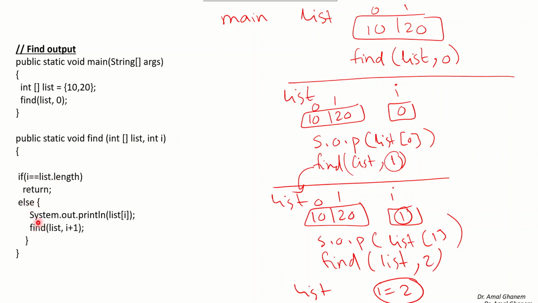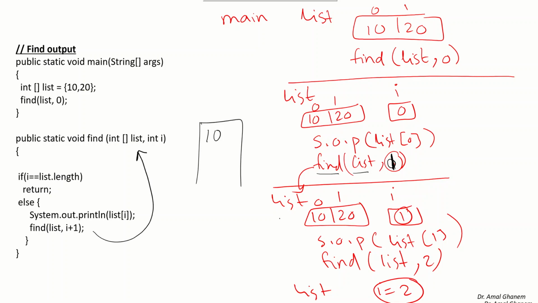In the else part, I have to output the value of the array at location I. Currently the value of I is 0, so we will output the value of the array at location 0, which means the first output will be 10. And then I will call find with the array and I plus 1. Currently I is 0, 0 plus 1 means 1. So go and call the same method.